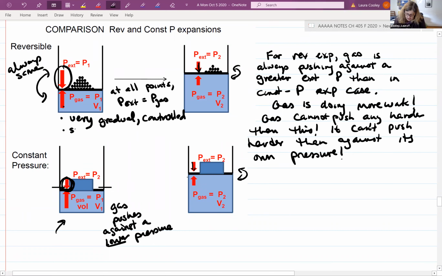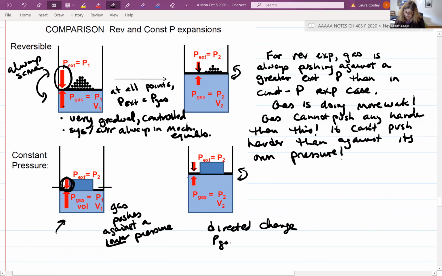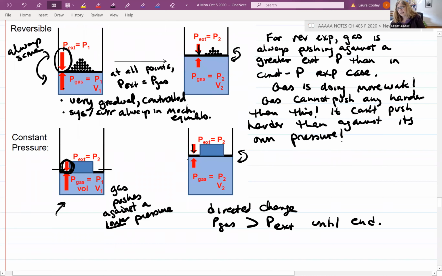You have the system and the surroundings always in mechanical equilibrium. Here, that's not the case. Here you have a directed change. P gas is always greater than P external until the end. You only have that mechanical equilibrium at the end.